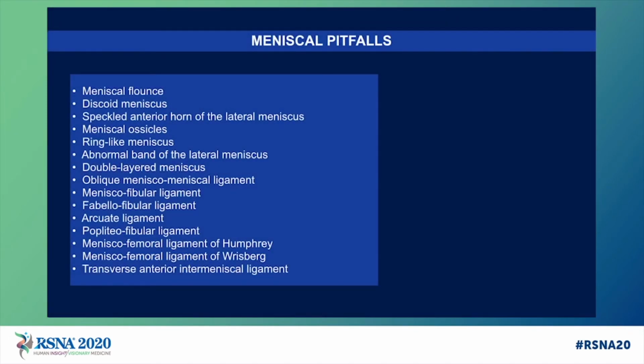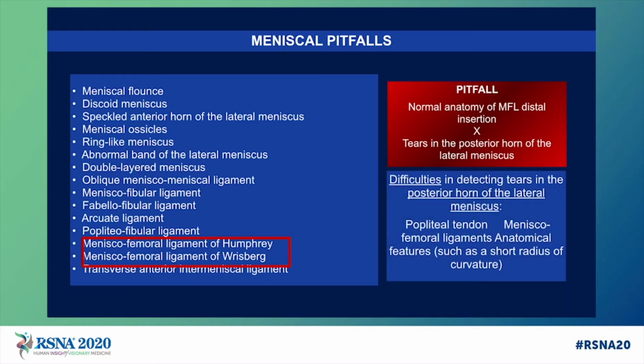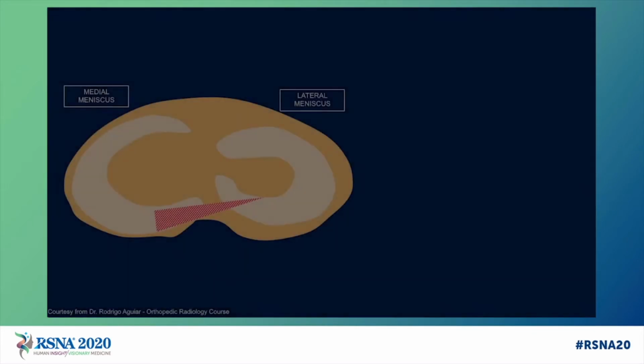So here there are a lot of meniscal pitfalls. We are going to talk about a pitfall related to the normal anatomy of the meniscofemoral ligament and the tears in the posterior horn of the lateral meniscus, because this region in the lateral meniscus presents a complex anatomy, and sometimes it's difficult to evaluate these lesions.